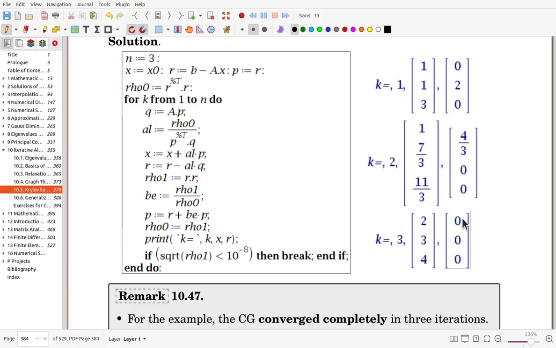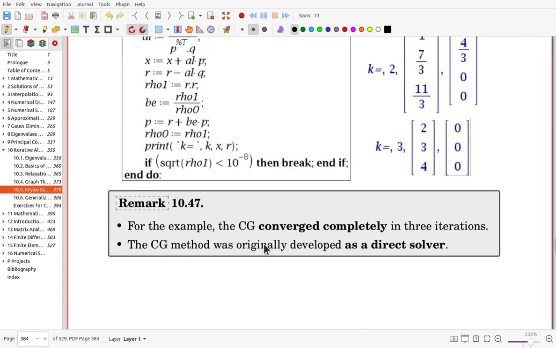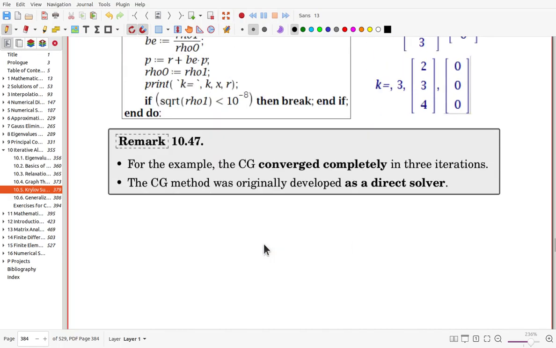And earlier, we saw that for some m, which is less than or equal to n, Axm must be b, which means xm must be the exact solution. In this case, x3 is the solution. The conjugate gradient method converged completely in three iterations.